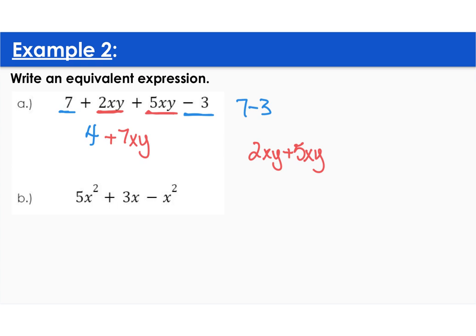5x squared plus 3x minus x squared. So, like terms, do I have any x squared terms? Yes, I do, and it's a minus x squared or a negative x squared. So I will take 5x squared minus x squared. Now, I have to remember there's not a coefficient in front of this x squared term, but there's always an unwritten 1 if you ever see that. So I do 5 minus 1, which is 4x squared. And then the only term left is this 3x. I can't put that with anything else, so I just bring it down because there are no other like terms.